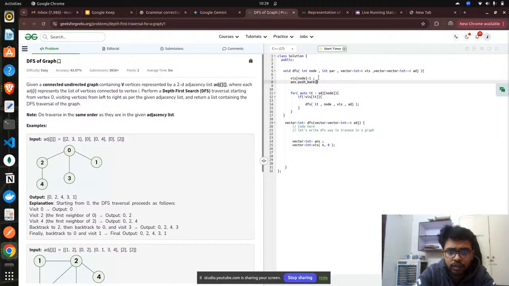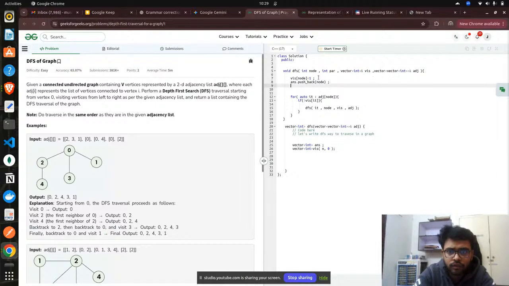And push back node. DFS with zero parent, zero visited, and then return answer.